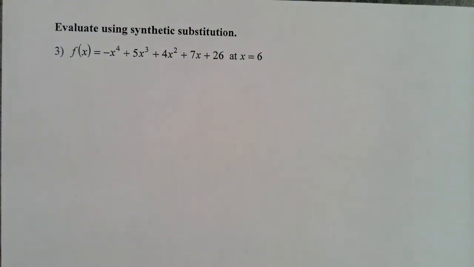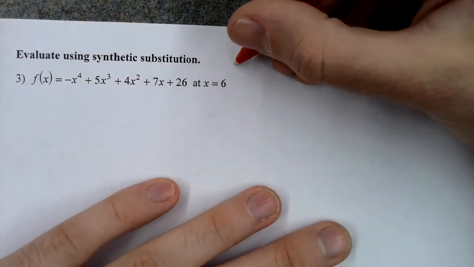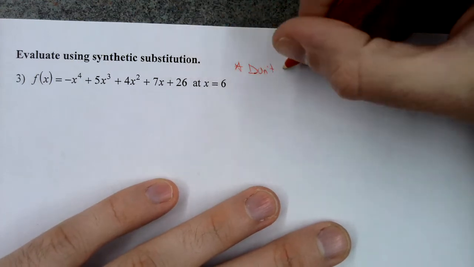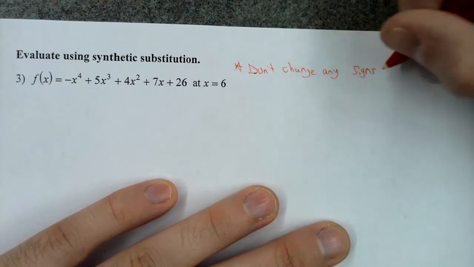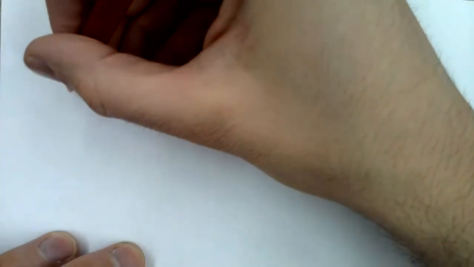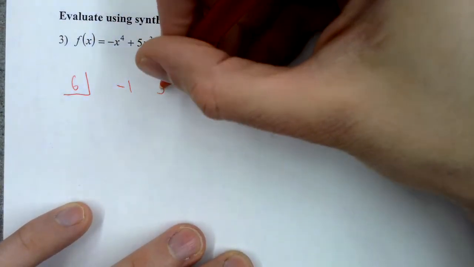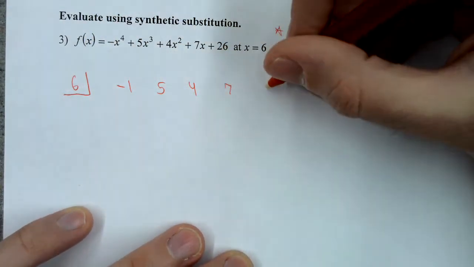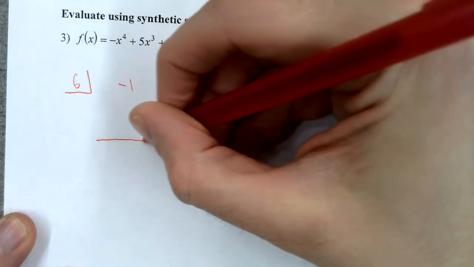Number 3, evaluate using synthetic substitution. So for this one, you do not change any signs. I'll jot that down. You don't change any signs for this one when you put the number in the box. Okay, so 6 goes in the box. Then we'll put the coefficients, negative 1, 5, 4, 7, 26. Again, if you're missing a term, make sure you include a 0 for that term.